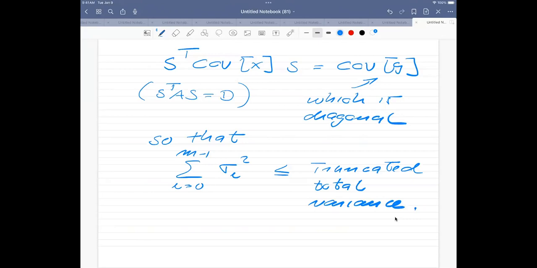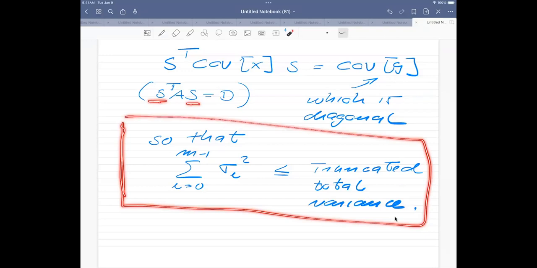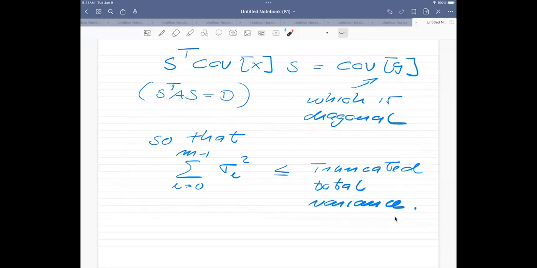So in the PCA, what we are doing is to construct these different vectors S so that we build up the variance. And then the question is, can we make a truncation in terms of these vectors so that we still have a large enough part of the variance?